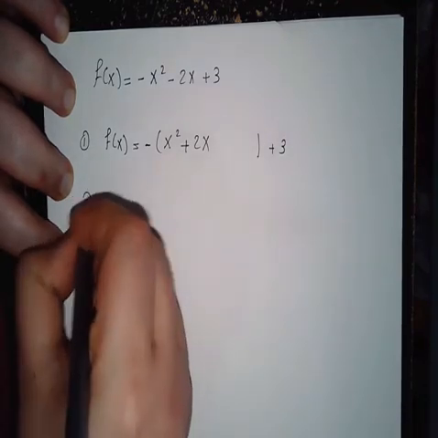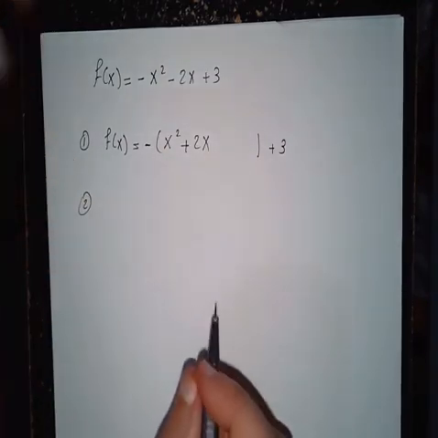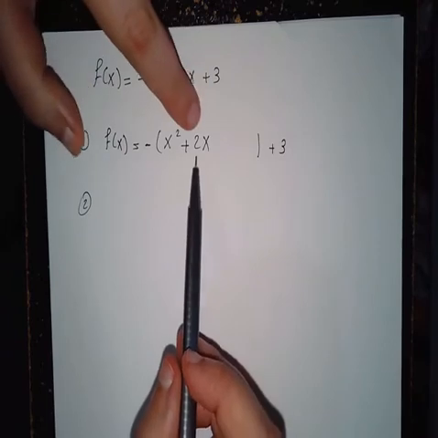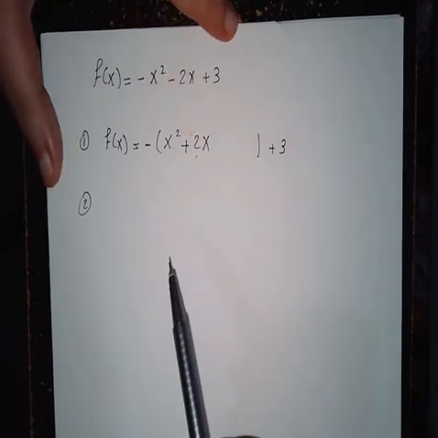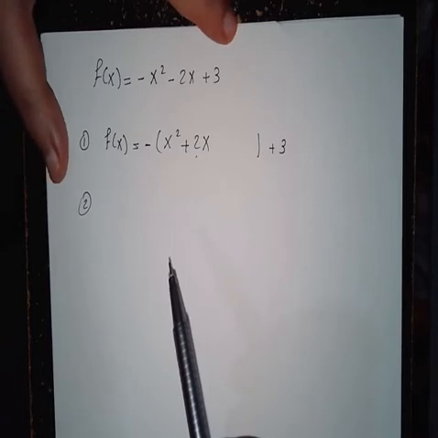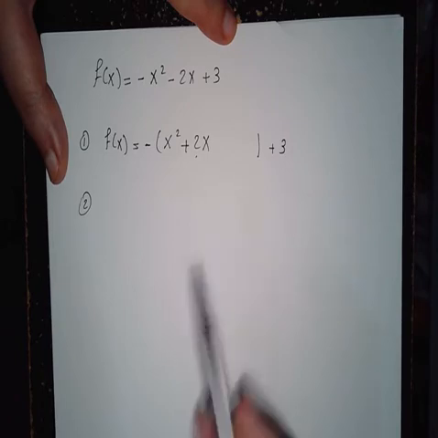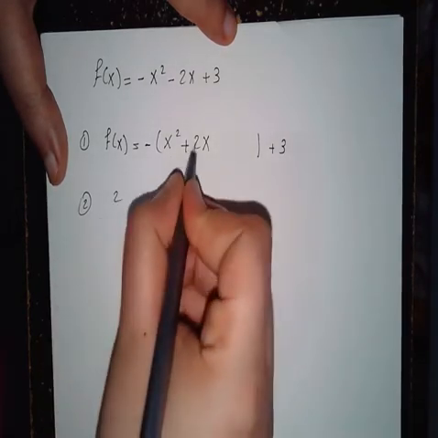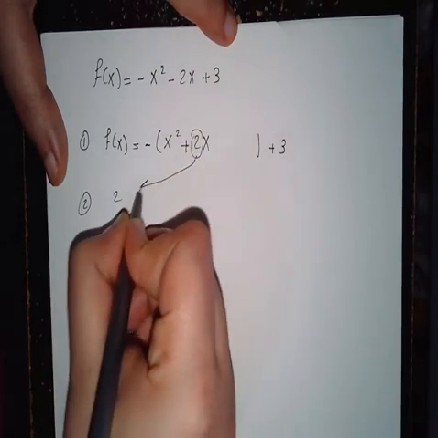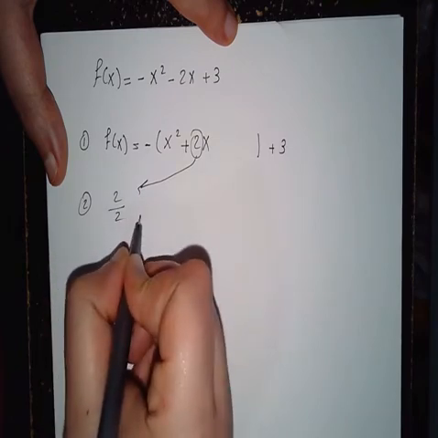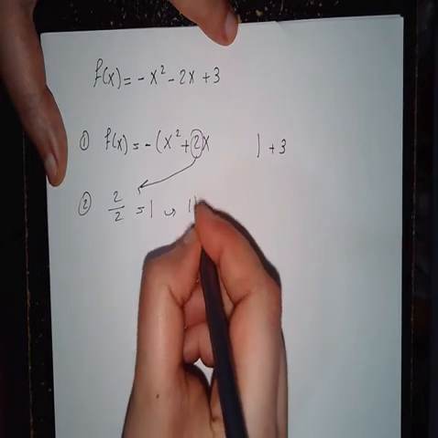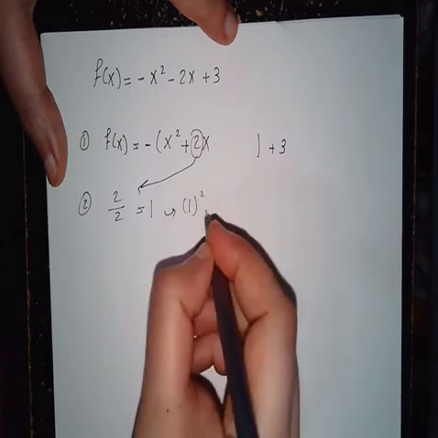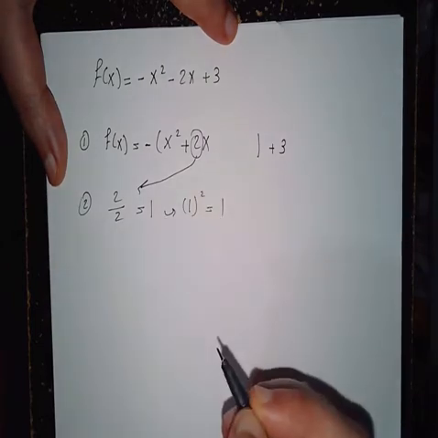Now second step, I need to fill in this gap right here. How do I do that? You grab this number right here, you half it, and then you square it. So doing that, half of the 2 is what? 1, right? 2 over 2. So grab 2, this right here, divided by 2 equals 1. And then you square the answer you just got. So 1 squared is the 1.